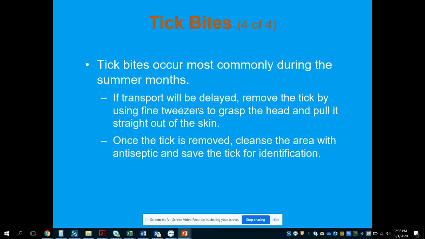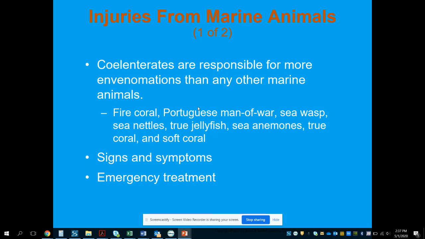Tick bites occur most commonly during the summer months, so if transport will be delayed, you can remove the tick with fine tweezers to grasp the head and pull it straight out of the skin. You might use a twisting motion to pull it out. Once the tick is removed, you want to clean the area with antiseptic and try to save the tick for identification. So you can put it in a Ziploc bag. I wouldn't advise putting it anywhere where it could get onto you, but you could put it into a Ziploc bag or something if you are taking it with you to the hospital.